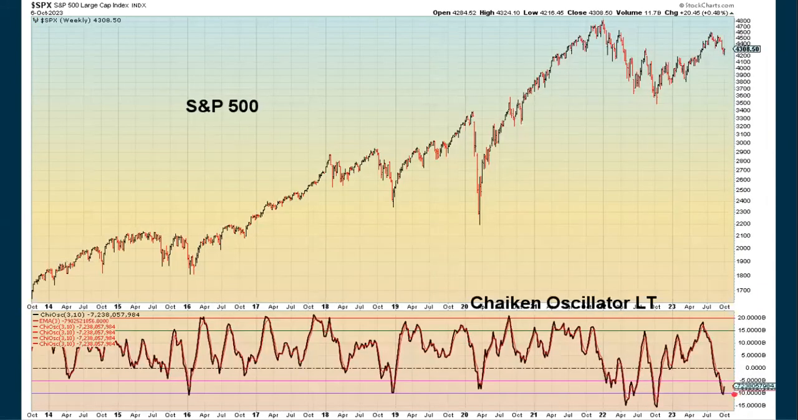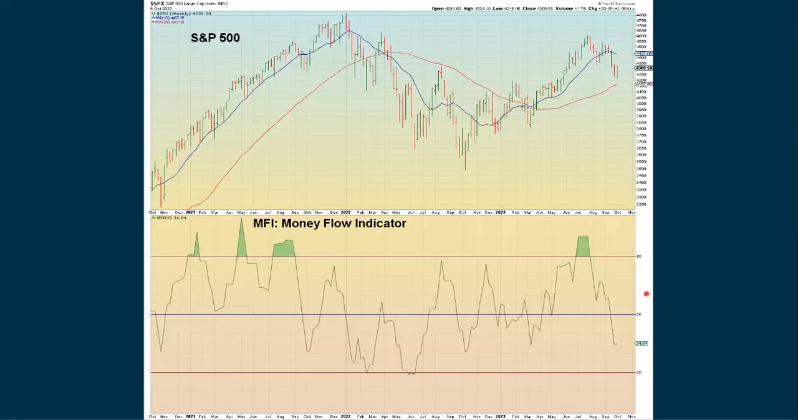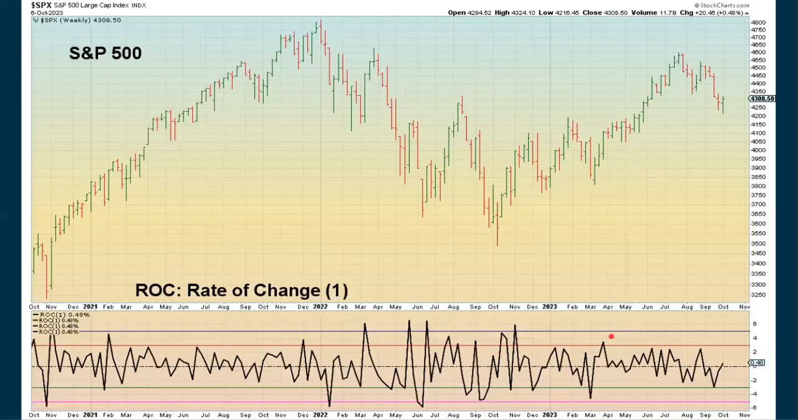The Chaikin oscillator, after giving us just barely an extreme negative reading, is starting to bounce back up, but it is still below the midpoint, so it is negative. The force index is showing a little bit of an improvement, but is still below zero. That's negative. The money flow index is below 50, and it was flat, but it's been declining overall. That's negative.